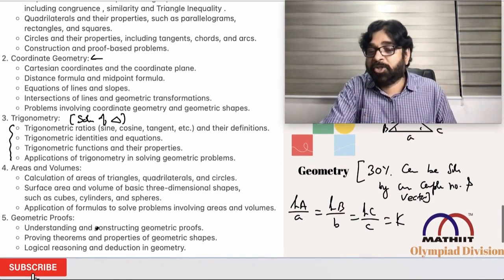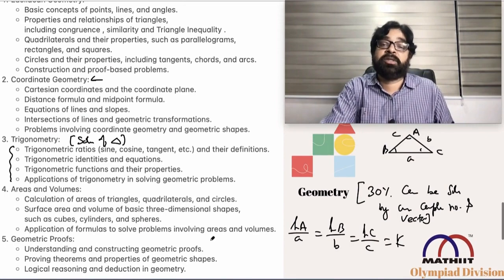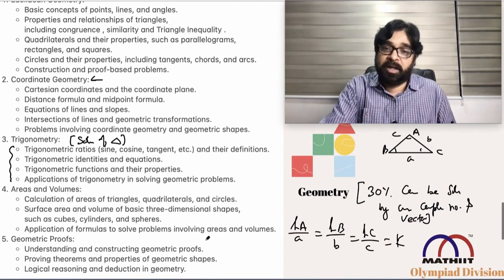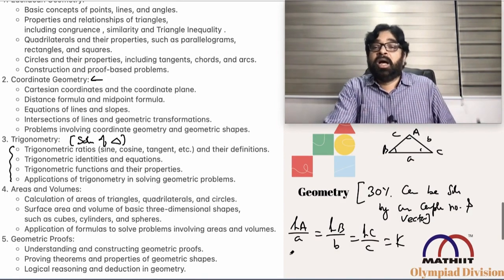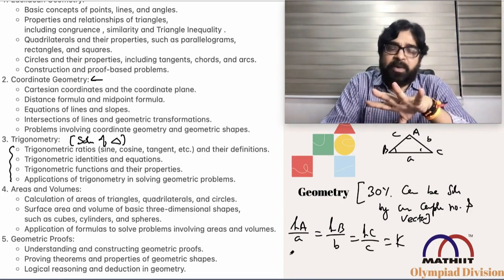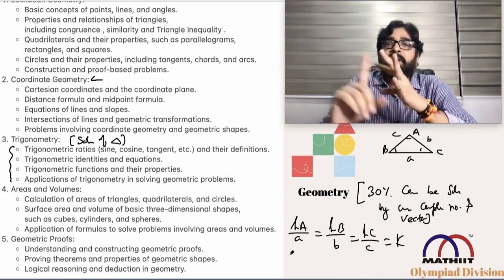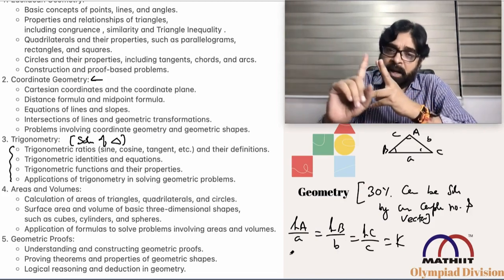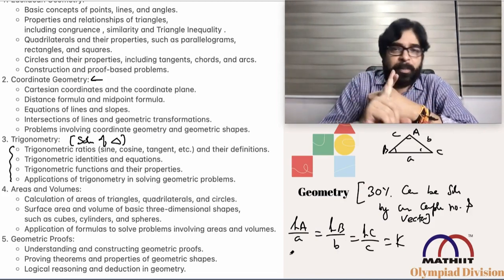Area and volume, you should know it. Geometric proof is very, very important. Understood my point? So this is the algebra part, the geometry part. So 4 chapters. What are the 4 chapters? Number theory, combinatorics, algebra, and geometry.